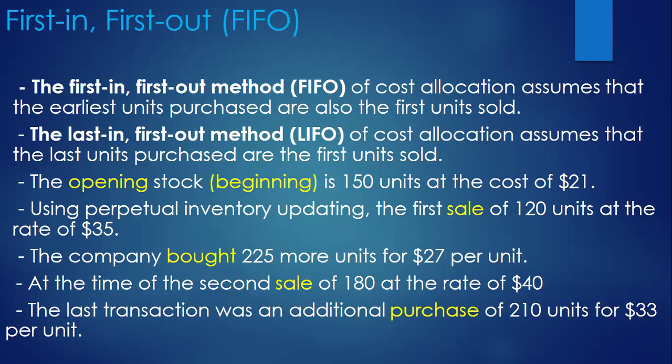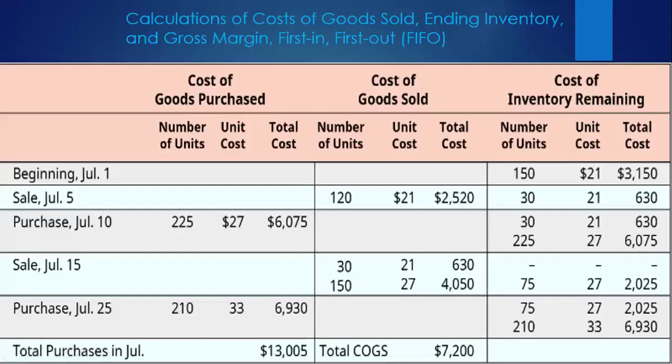We have a business that is starting with an opening stock of 150 units. Whatever these units are, cell phones, computers, laptops, pairs of shoes, t-shirts, whatever. He bought them at that time. So this is a retail store, it's not a factory. A retail store buying 150 units of whatever goods you may consider at the cost of 21. So let's see how that is going to reflect in our schedule.